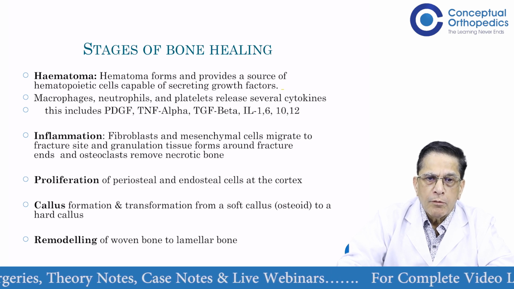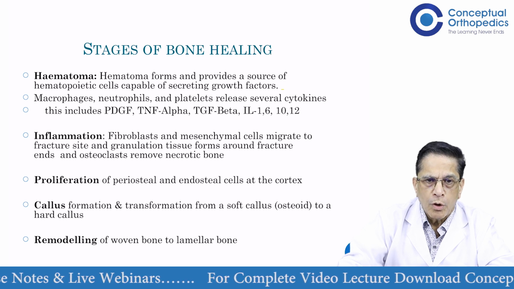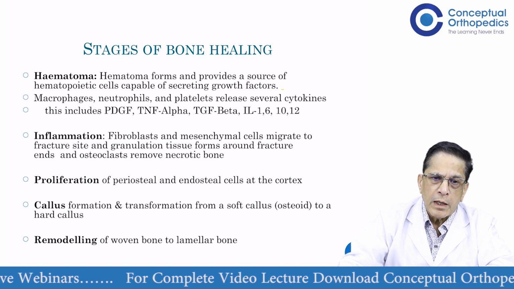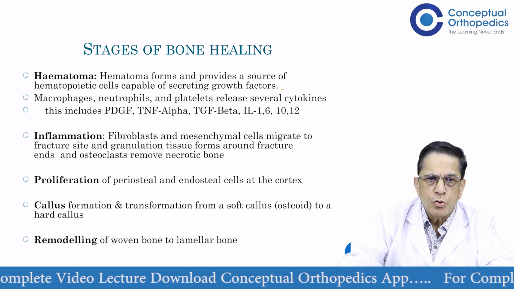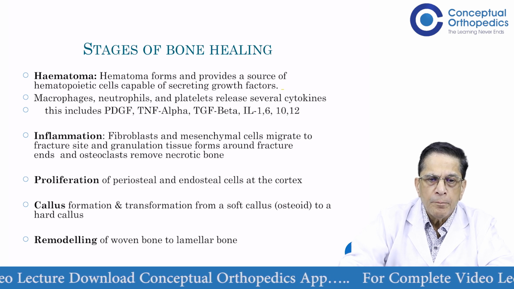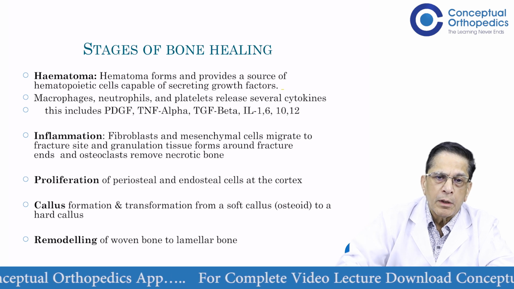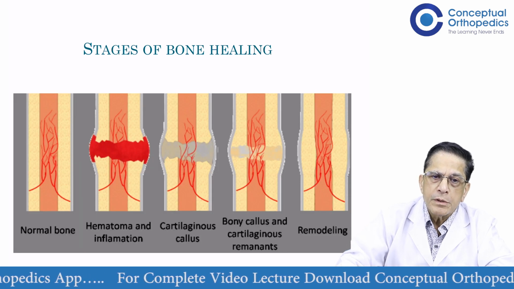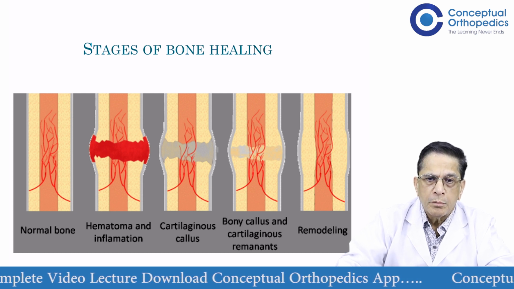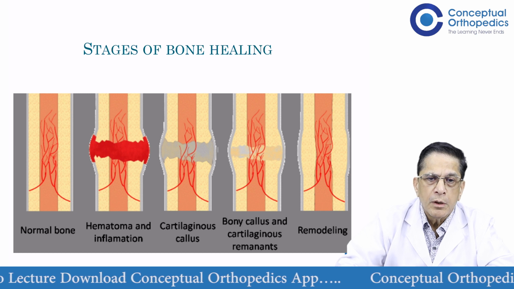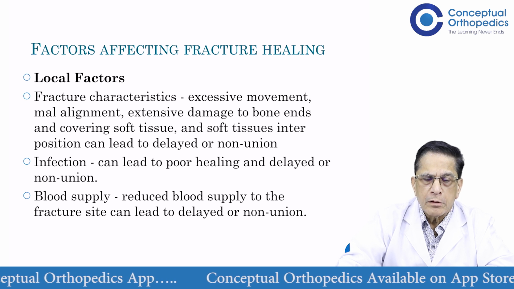Then there is a stage of proliferation of periosteal and endosteal cells at the level of the broken cortex, and that leads to callus formation and transformation from a soft callus or osteoid to a hard callus by calcification. And the final stage is remodeling of a woven bone to a lamellar bone. This is a diagrammatic representation of how, from a normal bone, a process of remodeling takes place through various stages which we described. There are different factors affecting fracture healing.